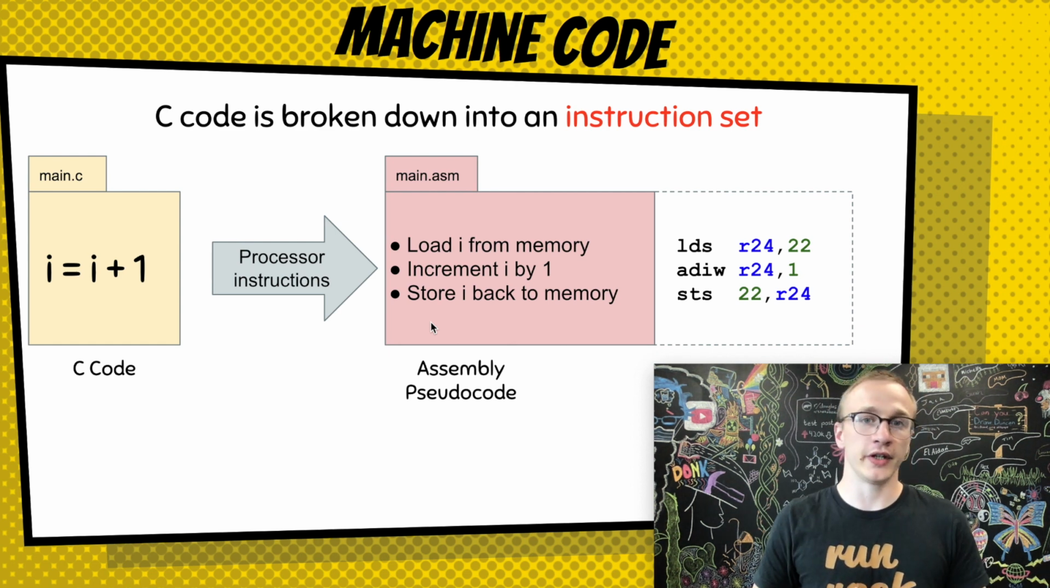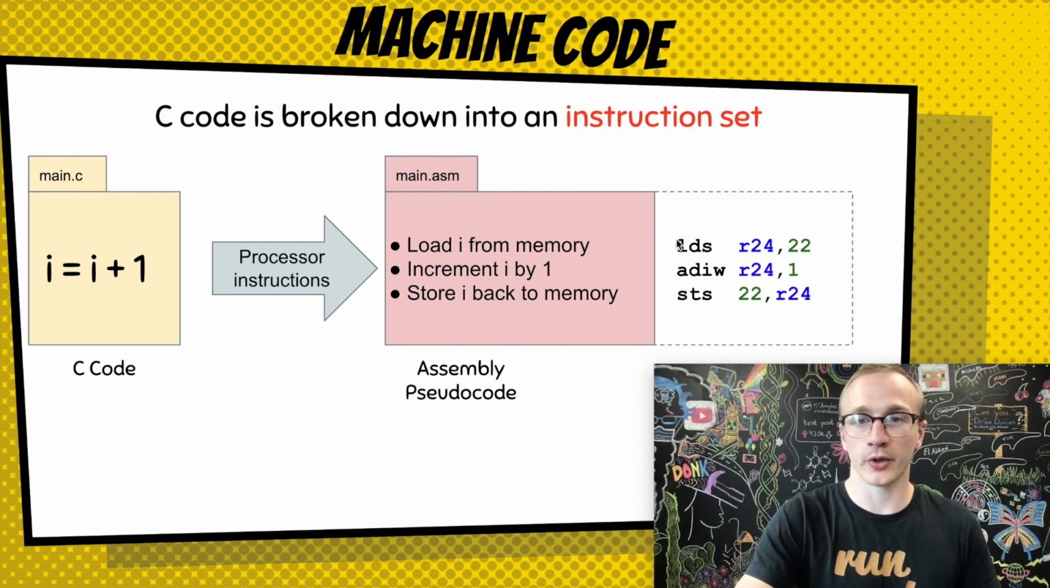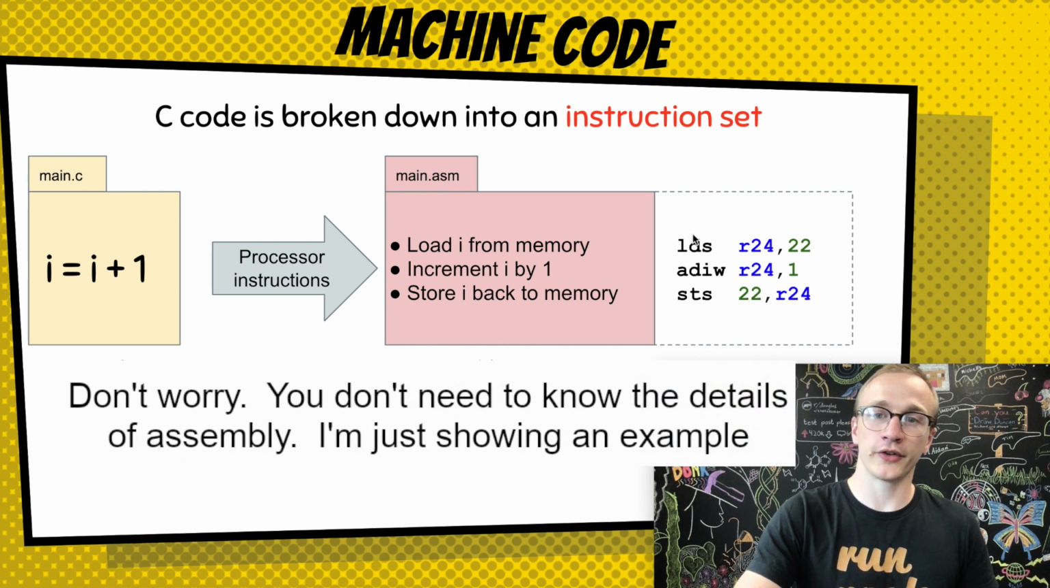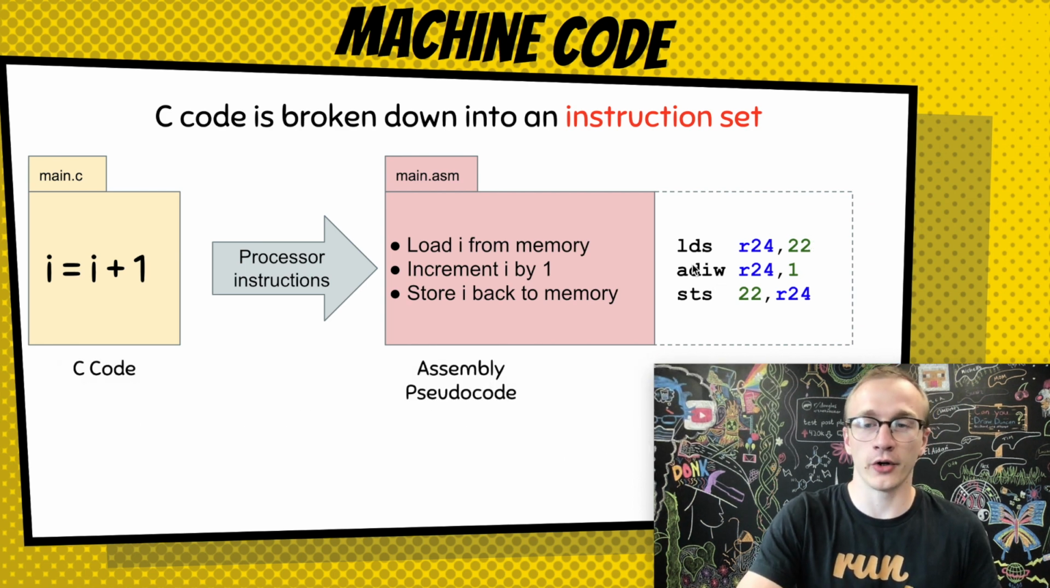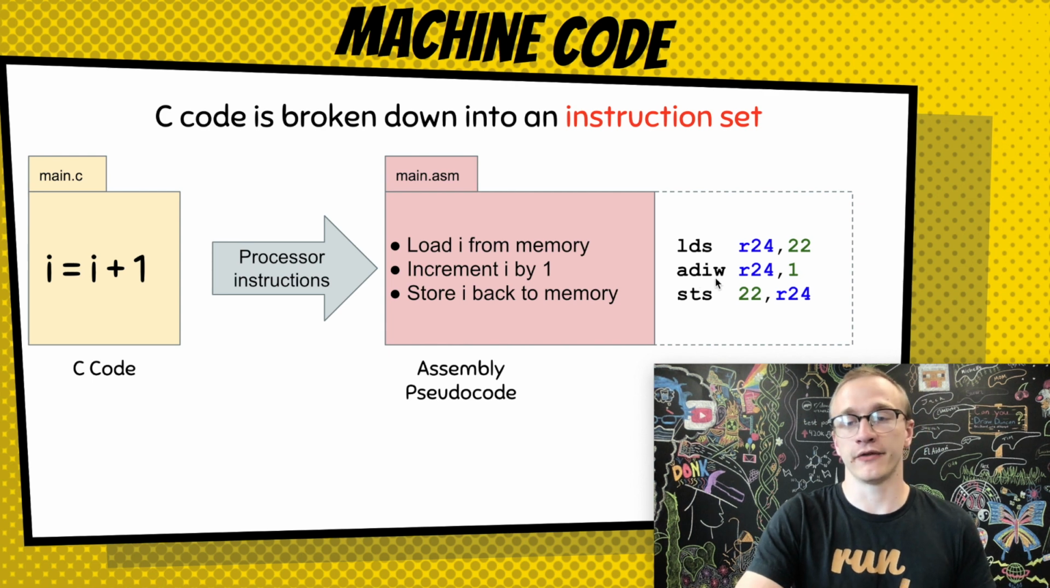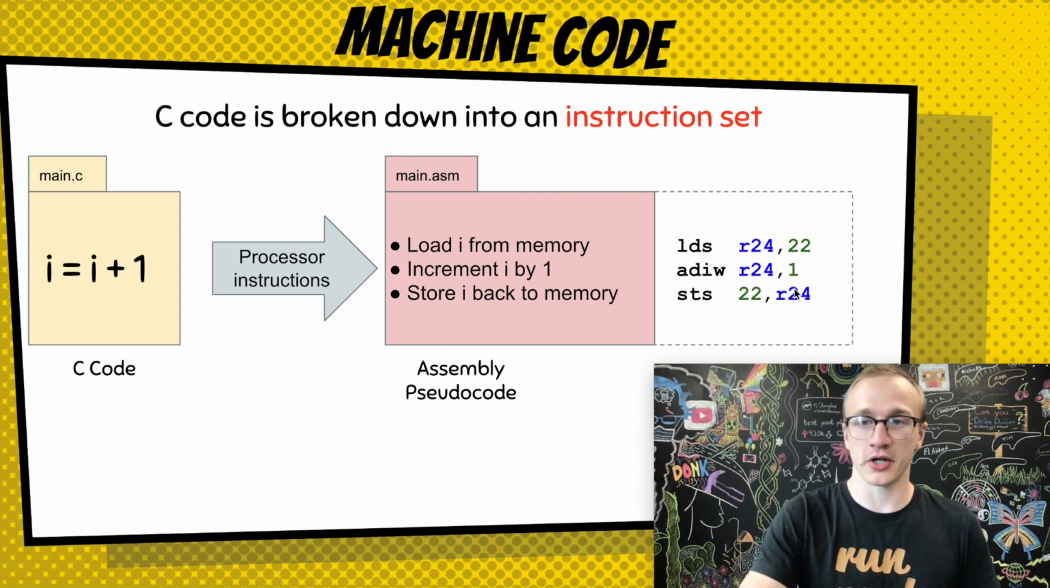If you were to write this in AVR assembly, this is what it would look like on the right. We're telling it to load some data from address 22 in RAM memory into something called register 24. Then we do this add word instruction, where we add a hard-coded 1 to whatever is in register 24, and then we store back whatever was in register 24 into memory address 22.